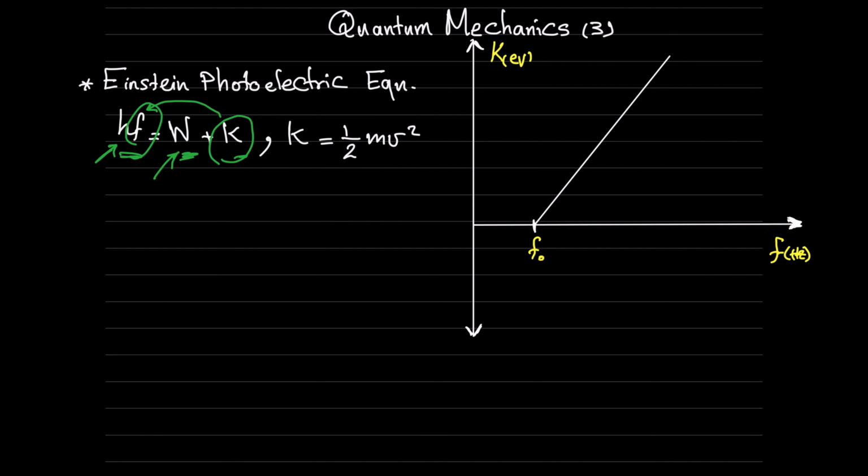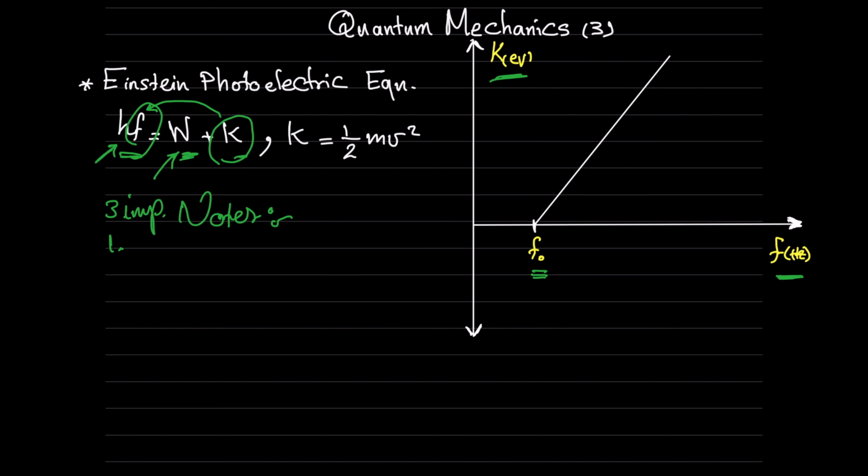In other words, if we want to plot this equation, we can plot it in this graph. In this graph, I have three very important notes. The first one is about the value of frequency. We plot in this graph the frequency of the incident electromagnetic radiation in hertz on the x-axis, and the corresponding kinetic energy of the released photoelectrons on the y-axis.